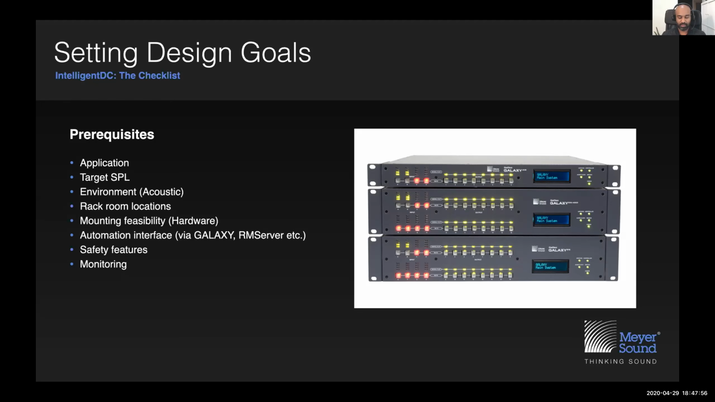Safety features, it is important to check what kind of safety features they're looking for, whether all they want is mute overrides, or they want to override sources, or all those kind of factors need to be considered. And monitoring becomes important when you're talking about large distributed systems, because you possibly cannot really walk around every day and try and figure out if everything is working inside the space. So remote monitoring becomes very, very important.